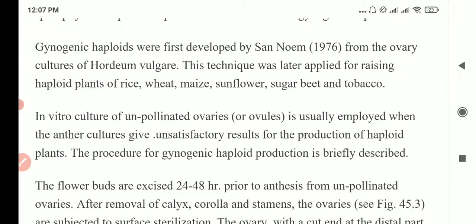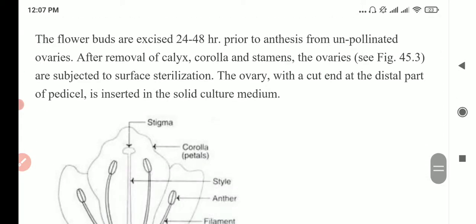So we can culture them in the lab, so in vitro culture of the ovaries which were not pollinated. Still in the N number of chromosomes, still having only half the genotype. So we use these when we cannot achieve the haploid plants via the anther culture. So we will go for the ovary culture. So let's look at the process.